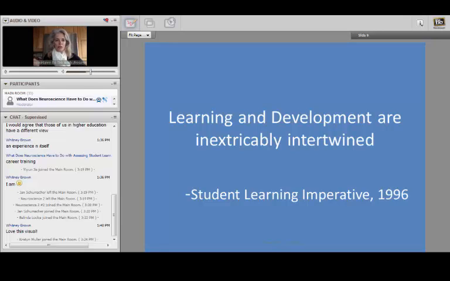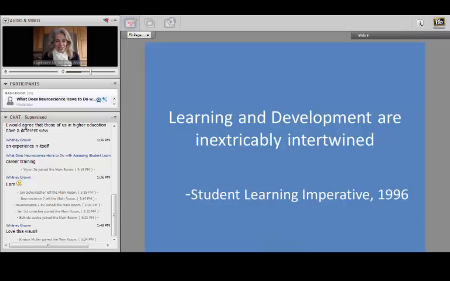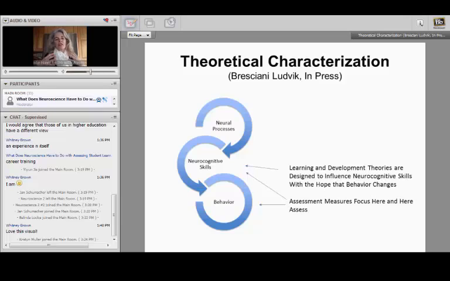We've tried to separate outcomes as here's learning outcomes and here are development outcomes. But the reason I started doing that is because I couldn't find the real cognitive neuroscience evidence that learning and development are inextricably intertwined. So I dug in. And what we did find is, voila, in fact, this is true.